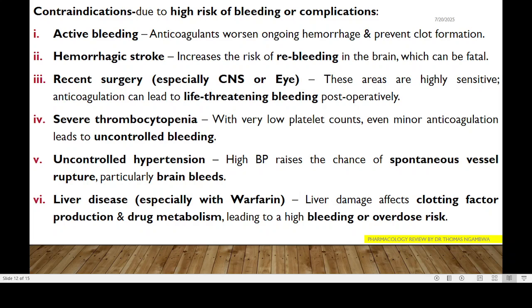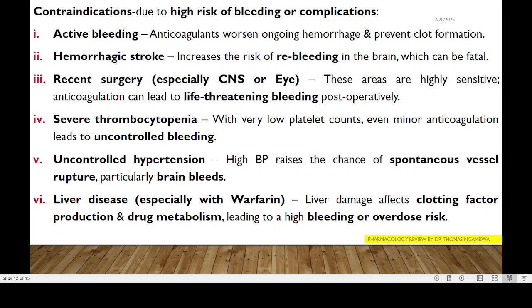The fourth one is severe thrombocytopenia. So with very low platelet count, even minor anticoagulation could lead to uncontrolled bleeding, hence should be avoided. High BP raises the chance of spontaneous vessel rupture, particularly in brain bleeds. So that means we need to avoid anticoagulant in such case.